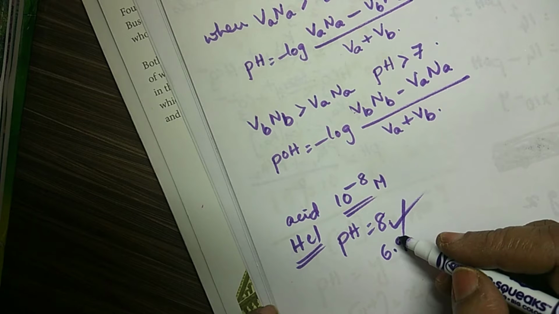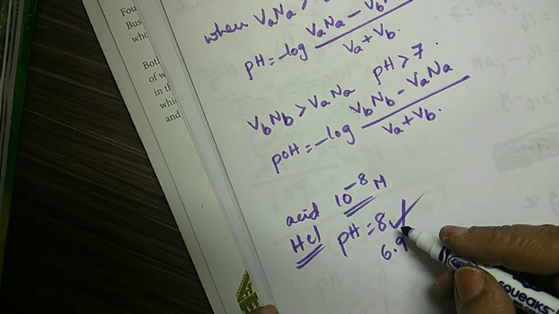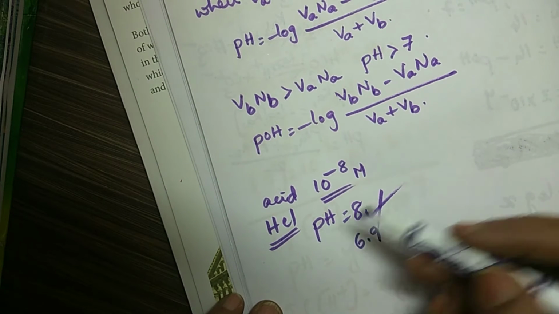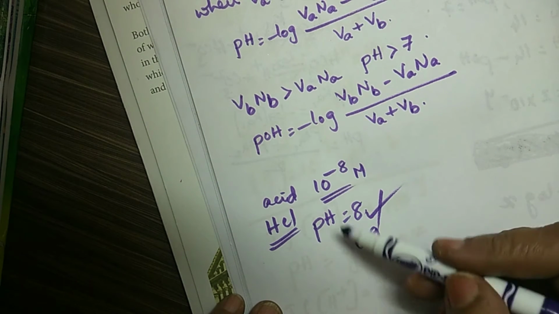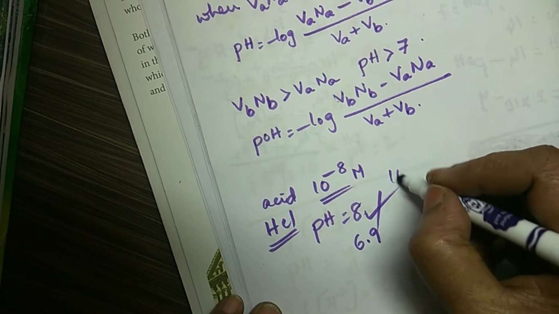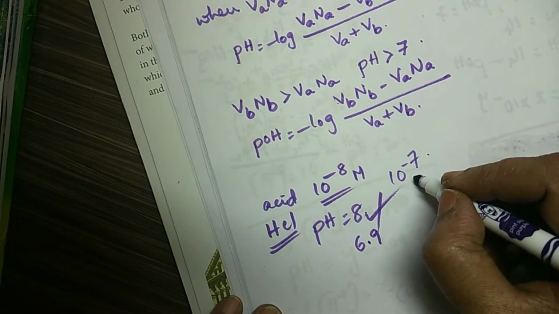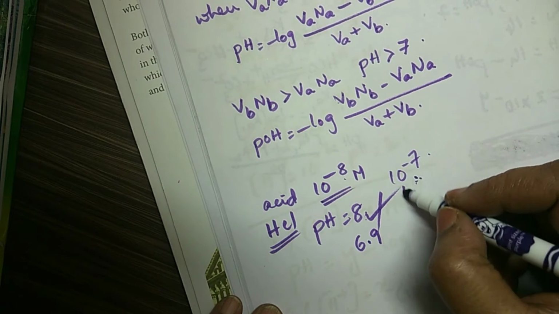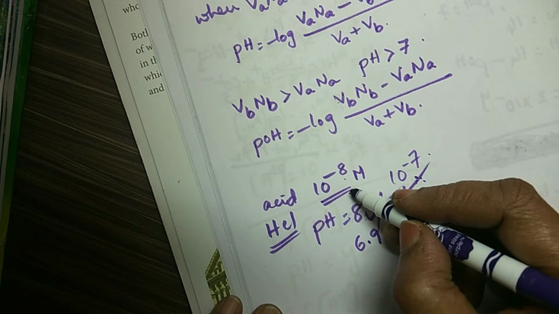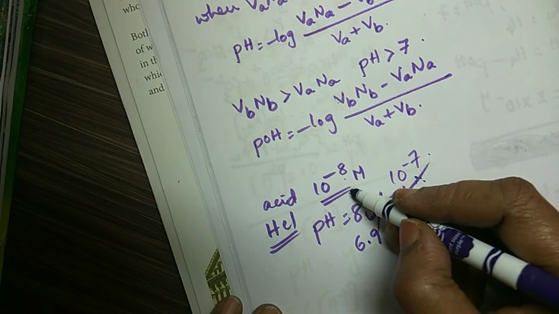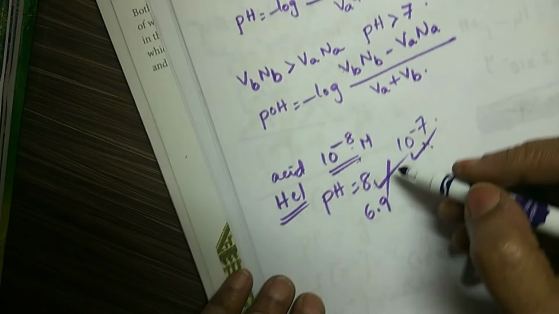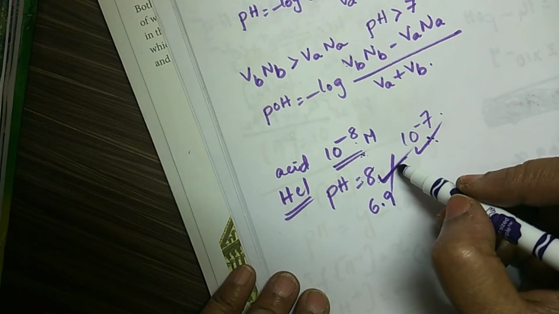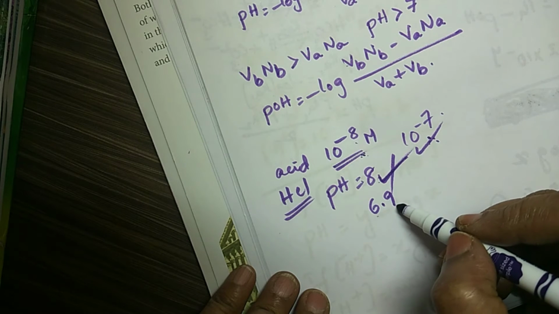Because in this case, the ionization of water also should be considered, because the acid concentration is very low and the water contribution is greater than the acid concentration. Water gives 10 power minus 7, so it is higher when compared to the acid concentration. So we have to consider this for very low concentrated acid or base solutions. For acidic solutions, even if the pH comes as a higher value, its pH will be 6.9.